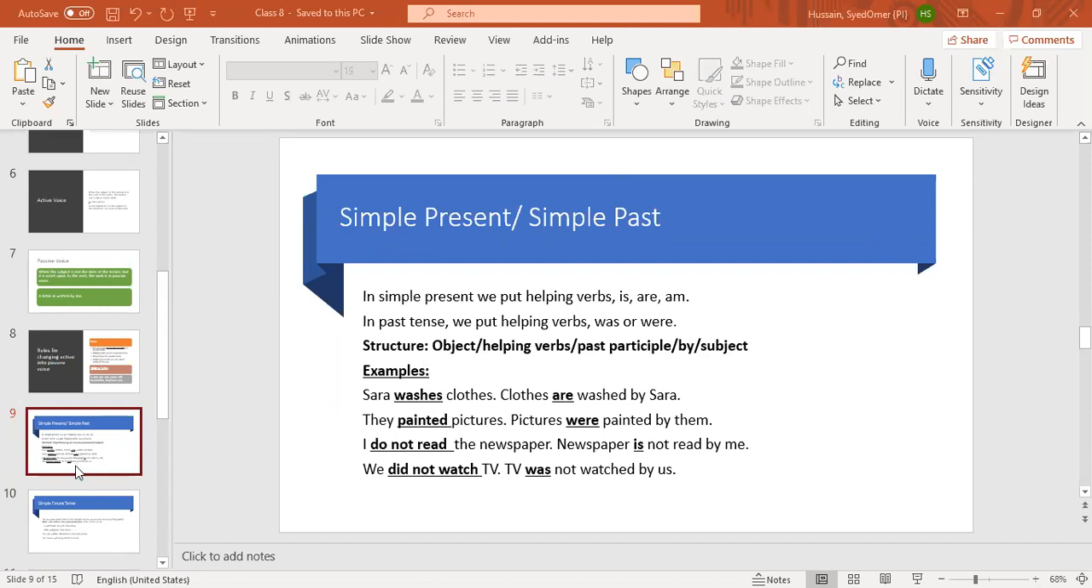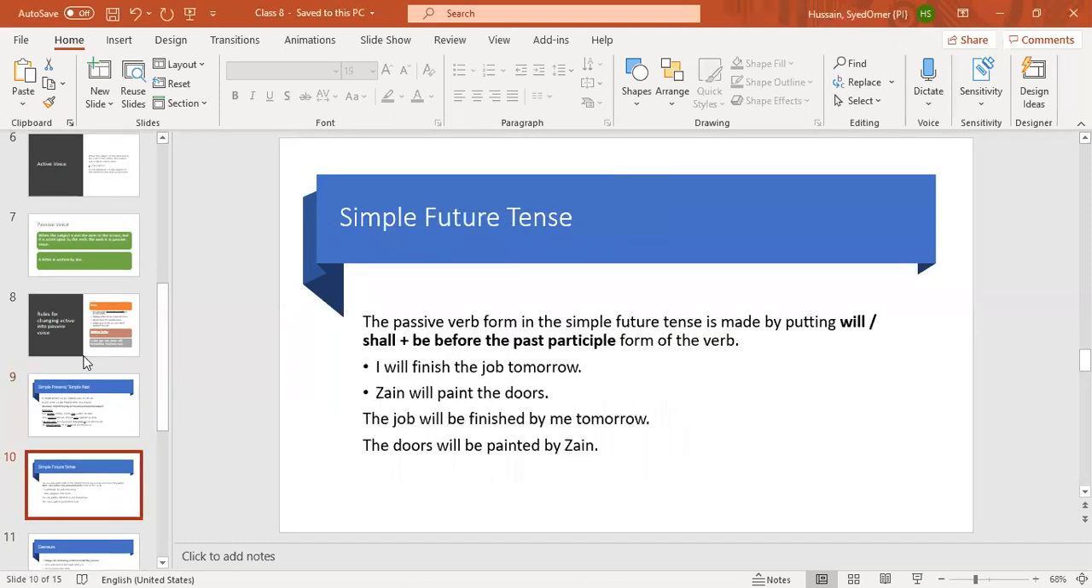Okay. Now, simple future tense. Everything remains the same, everything except the helping verb. Now the helping verb is will or shall be. Either will or shall. Mostly we put will be. Please note it down: in simple future tense, the helping verb in the passive voice is will be or shall be.